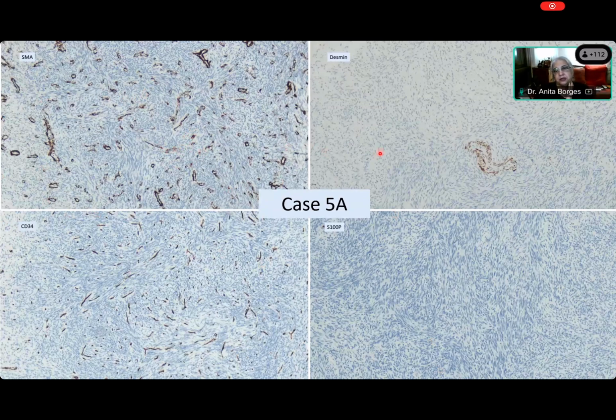What about this? Desmin also negative, ma'am. Very good. Desmin is negative. Excellent. And CD34 also, the vessels are positive as a control. Excellent. Then S100 negative, ma'am. Yeah, so 34 is negative, S100 is negative.